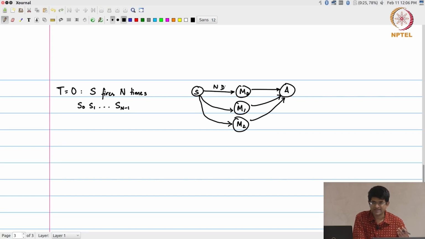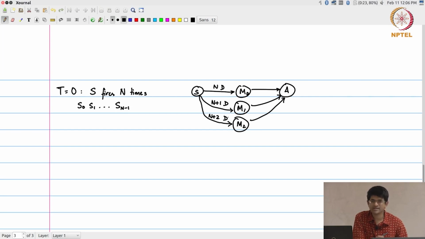What about the arc S to M1? It already had 1 d to start with, so after these n firings it will now be n plus 1 d. And the arc S to M2 therefore would be n plus 2 d. Okay. Alright, so far so good.